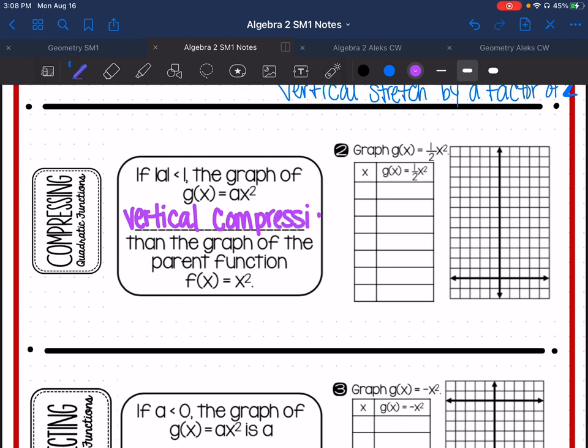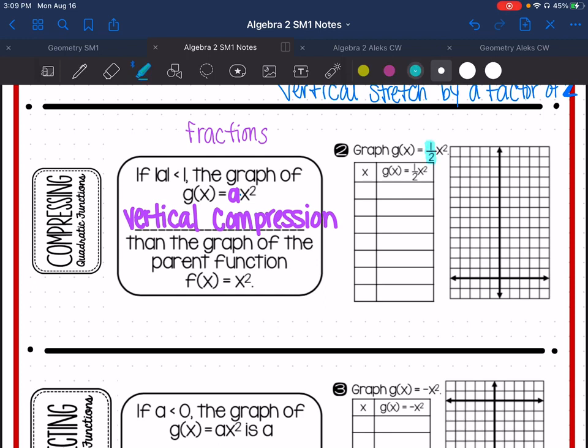Now, the types of numbers that we're going to be seeing here for a are going to be fractions. This time, when we look at this variable a, when a becomes a number and it's being multiplied by the parent function, then it is going to be a fraction of some kind. So let's take a look at this one right here.